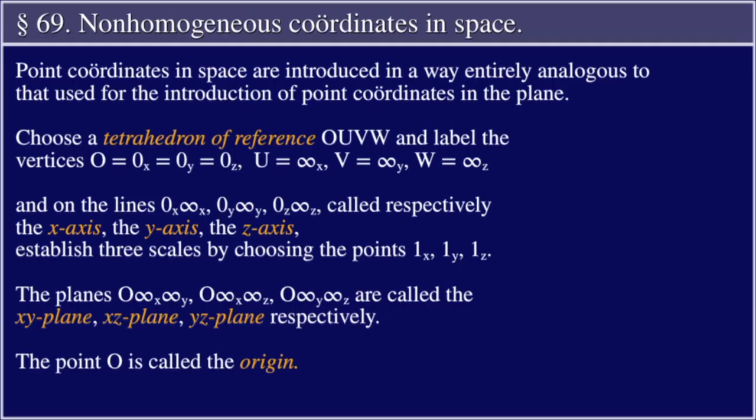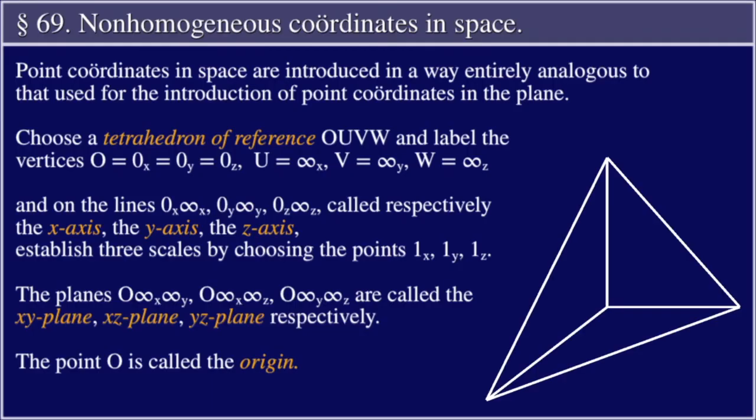Point coordinates in space are introduced in a way entirely analogous to that used for the introduction of point coordinates in the plane. Choose a tetrahedron of reference O, U, V, W, and label the vertices O equals 0 sub x equals 0 sub y equals 0 sub z, U equal infinity sub x, V equal infinity sub y, W equal infinity sub z, figure 84.